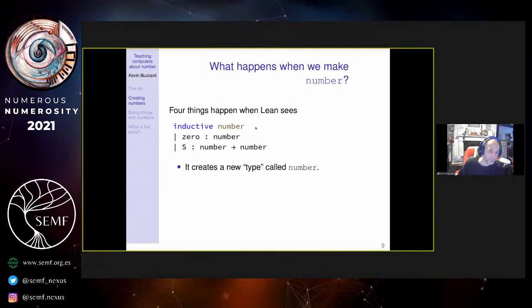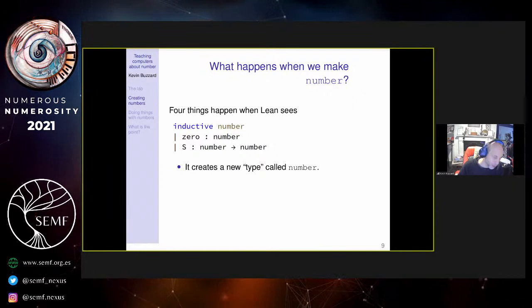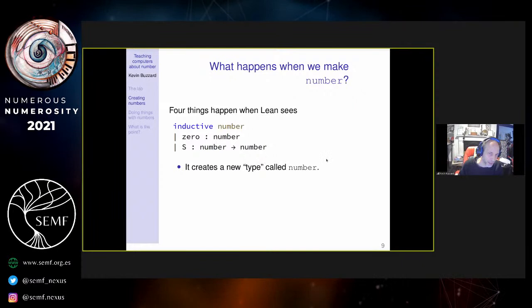So Lean makes a new type called number. Lean is a type theory based proof system. If we were using a set theory based proof system, Lean would have created a new set called number. But I don't want to use these words like types and terms. You know, sets have elements and types have terms.